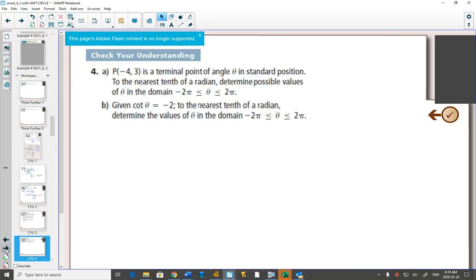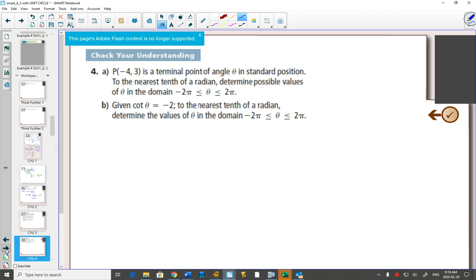Again, we skipped question number 3, so we're right away on example number 4. If you start reading example 4, it says P(-4, 3) is a terminal point of an angle in standard position. And then it says to the nearest tenth of a radian, determine possible values of theta from -2π to 2π.